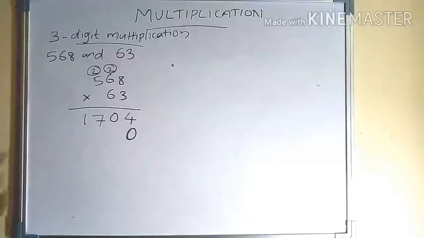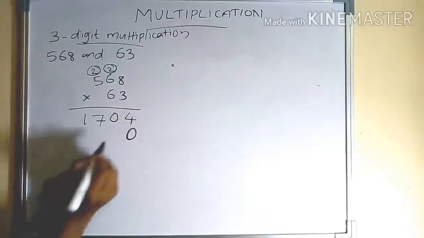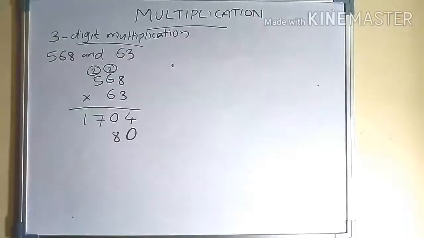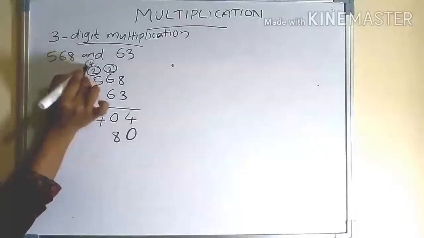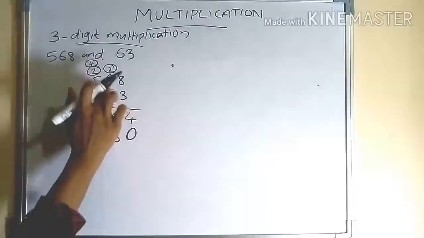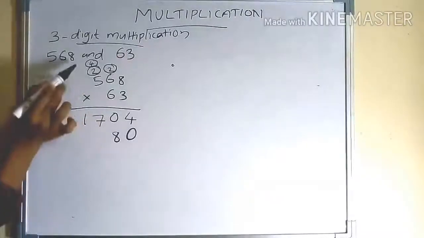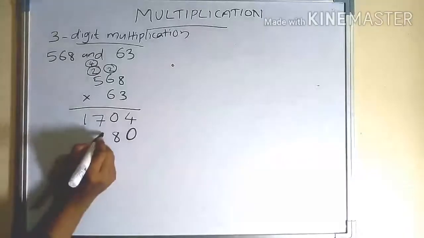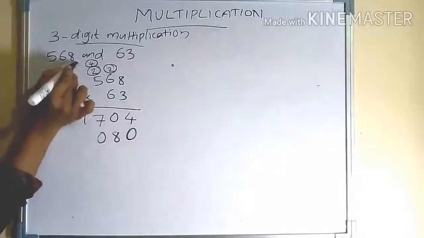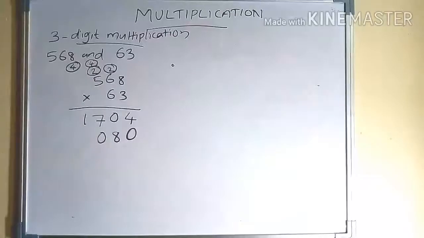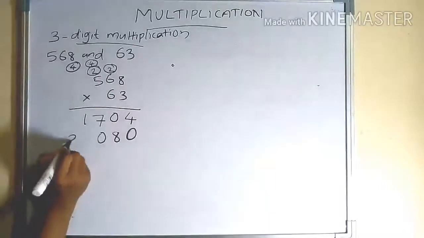Okay. Next we multiply 6 into 8. What is the answer? 6 into 8? 48. So write 8 here. Remaining 4 carried over here. Okay. Next we multiply 6 into 6. What is the answer? 6 into 6? 36. 36 plus 4? 40. So write 0 here. Remaining 4 carried over here. Next we multiply 6 into 5. What is the answer? 6 into 5? 30. 30 plus this 4? 34. So write 34 here.